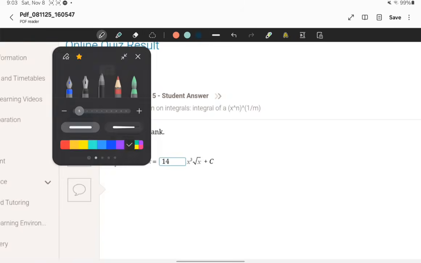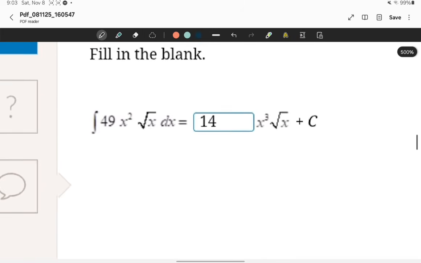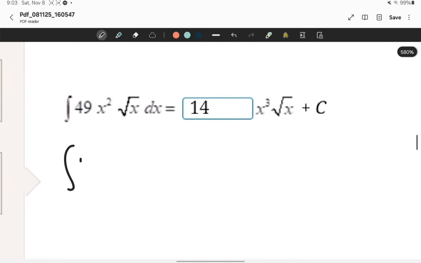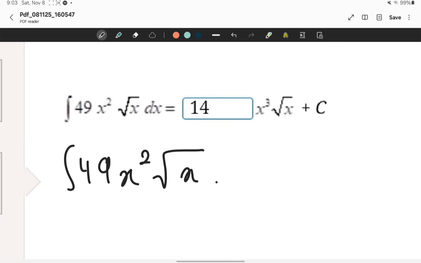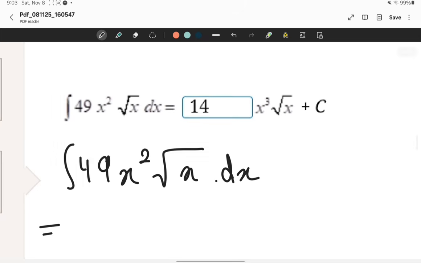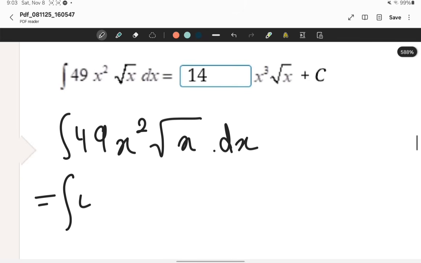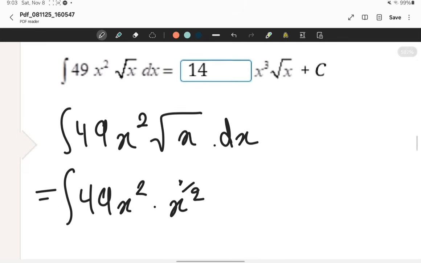Number 5, this is also integration, just basic integration. You just do it as it is. They're asking for the integration of 49x squared radical x dx. Now this is the same as saying 49x squared times x to the 1 over 2. Radical means power of 1 over 2.